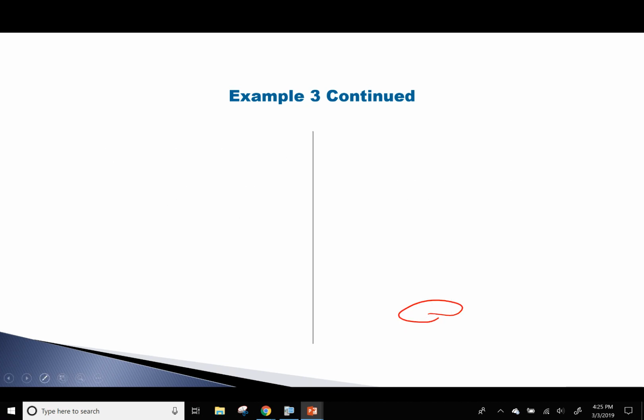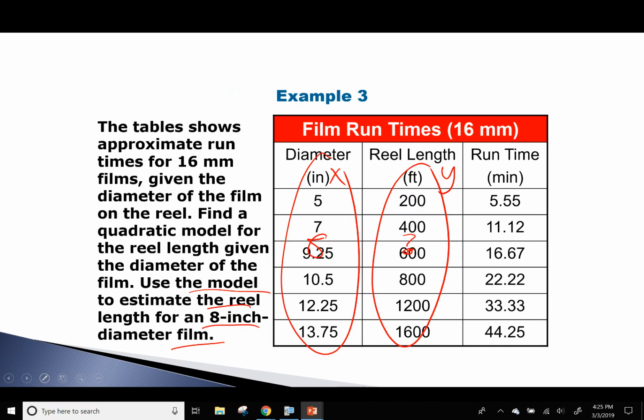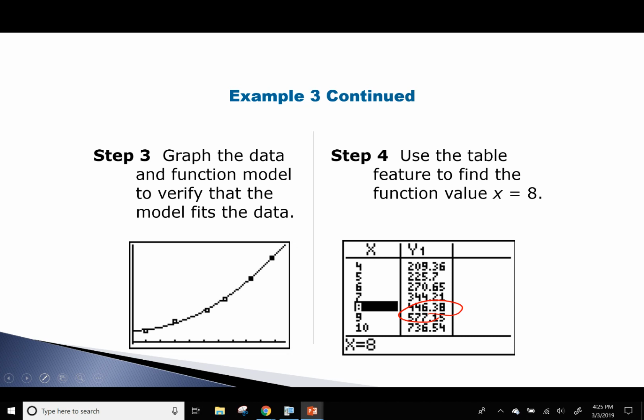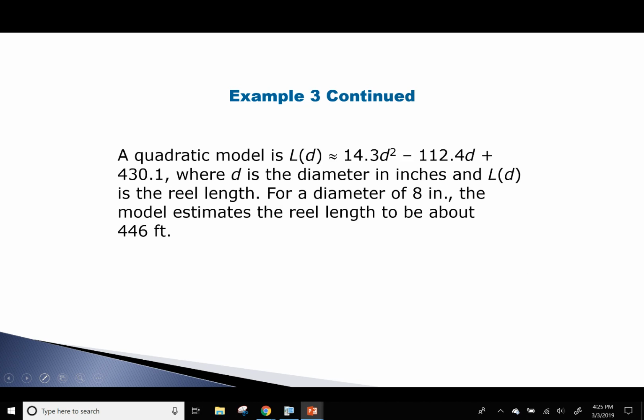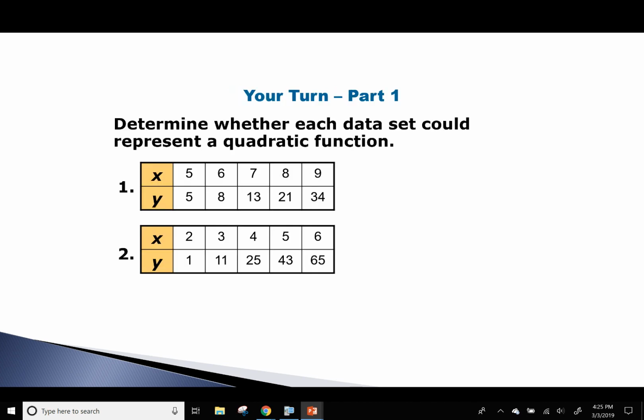Is that centimeters or inches? I think it's inches. Feet. Okay, it's feet. I lied. 446 feet, roughly, in reel length. So the quadratic model displayed here, which is the one that we found, where D is the diameter in inches, and LD, which is essentially the Y, and that's the X, is the reel length for the diameter of 8 inches. The model estimates the reel length to be 446 feet.